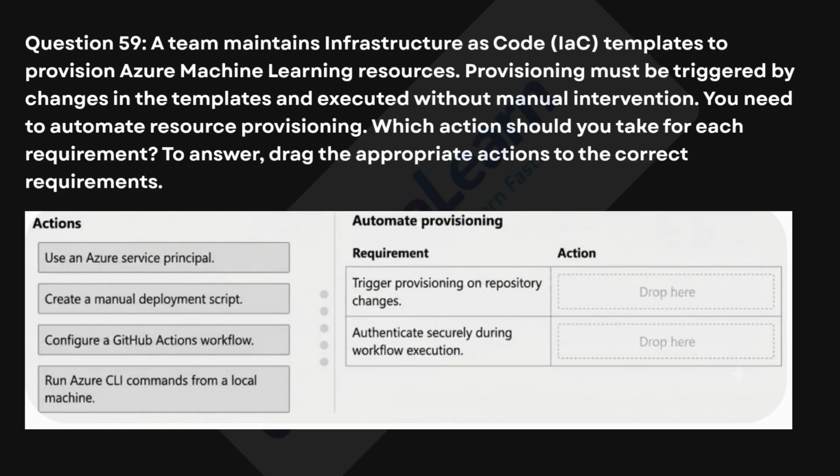Actions. 1. Use an Azure Service Principal. 2. Create a manual deployment script. 3. Configure a GitHub Actions workflow. 4. Run Azure CLI commands from a local machine. Requirement. Trigger provisioning on repository changes. Authenticate securely during workflow execution.